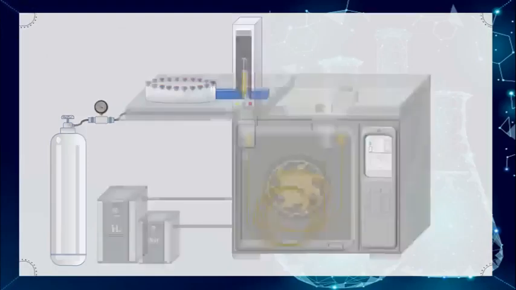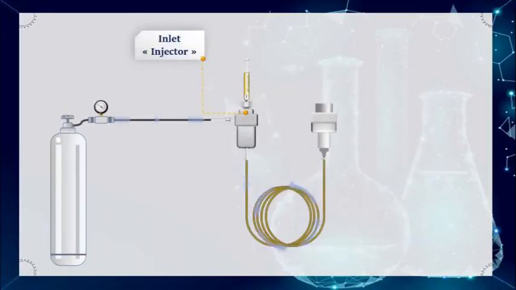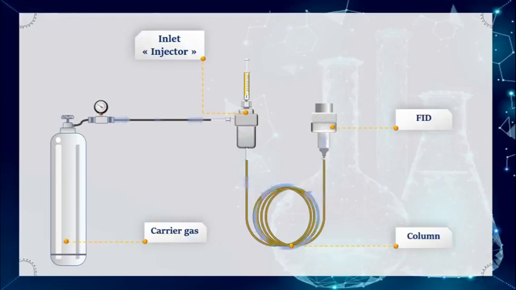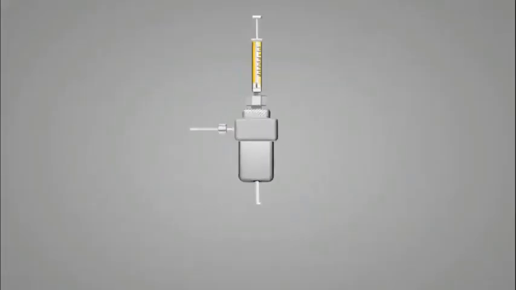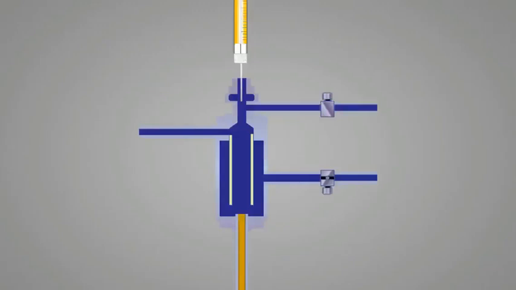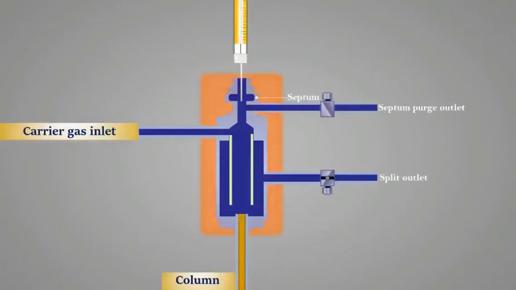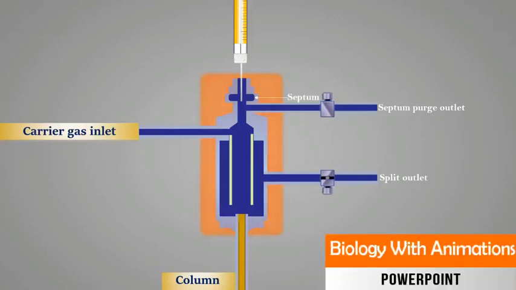The column inlet, or injector, is attached to the column head and provides the means to introduce a sample into a continuous flow of carrier gas. In the injector, a sample is introduced into a heated chamber via a syringe through a septum. The heat facilitates volatilization of the sample and sample matrix.